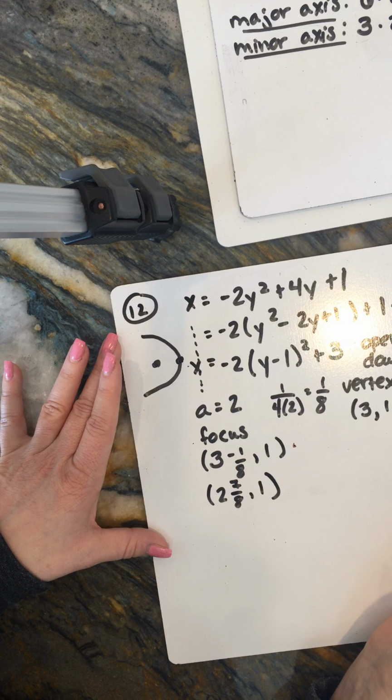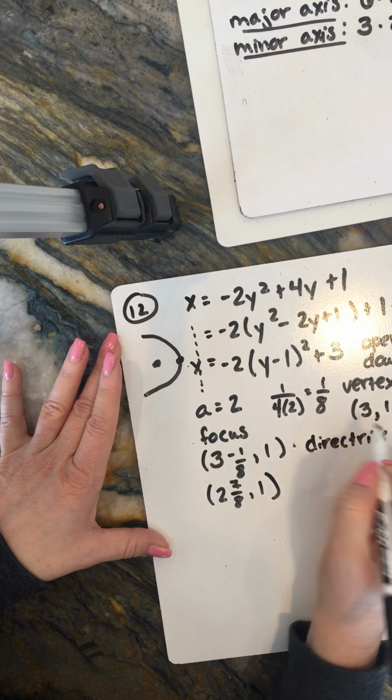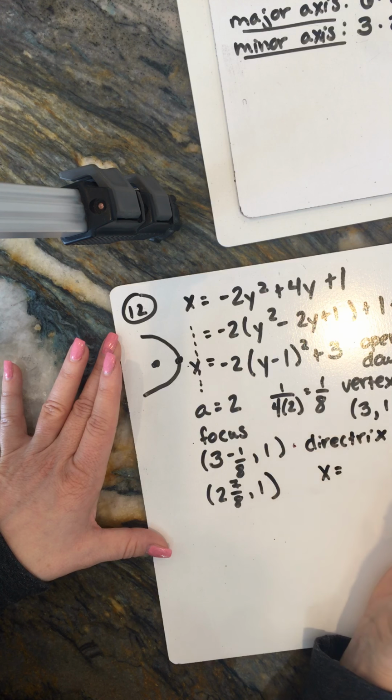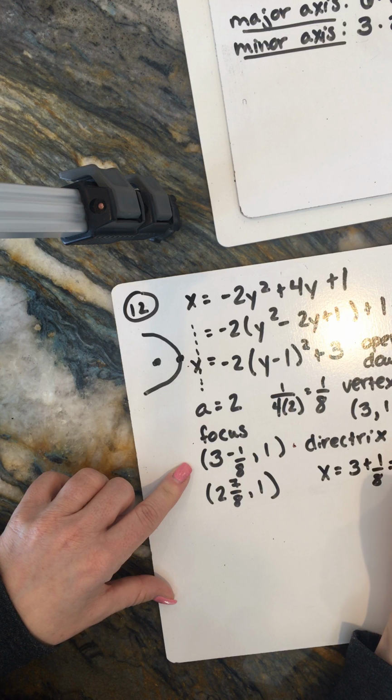So there's our focus. Our directrix is an x equals line. So x equals, we're going to do 3 plus 1/8, or 3 1/8.